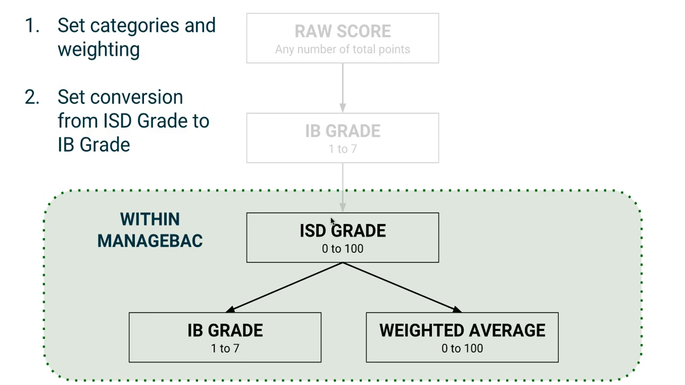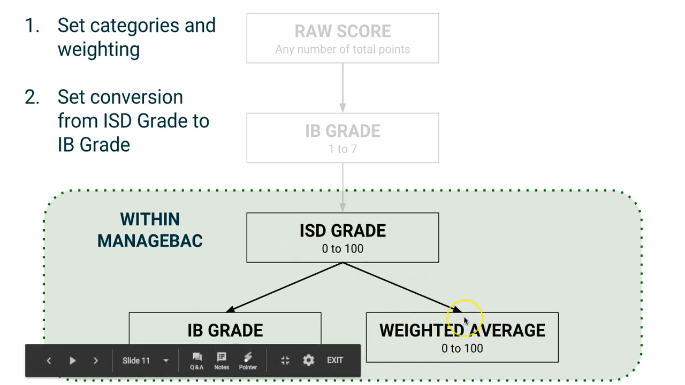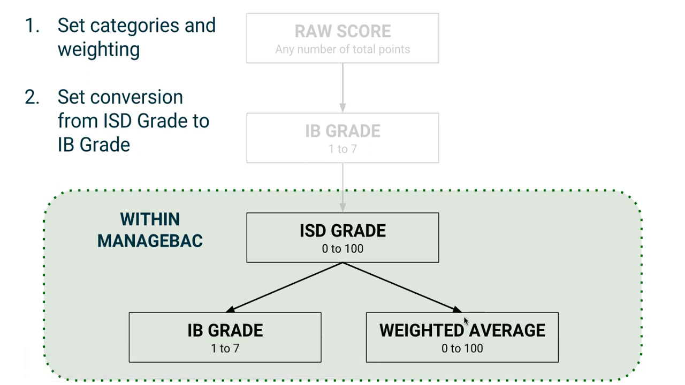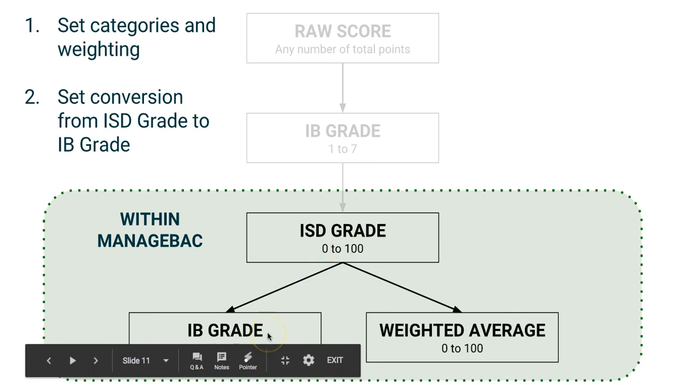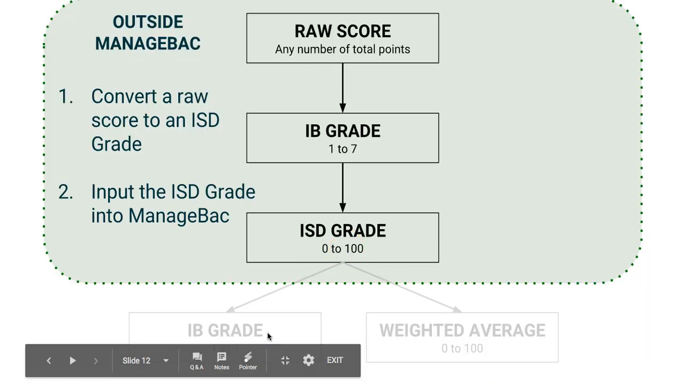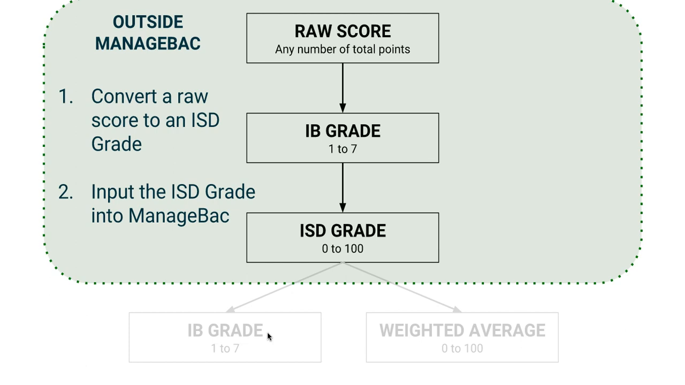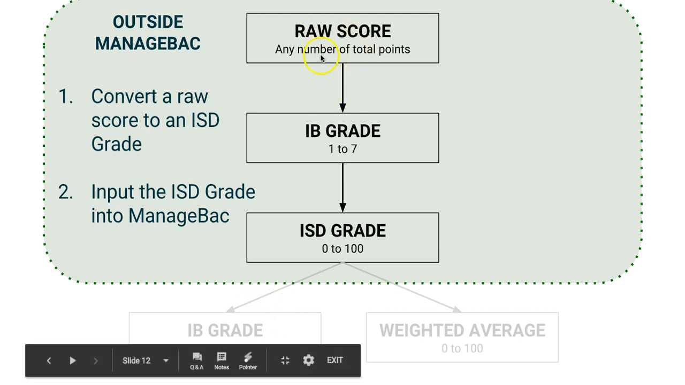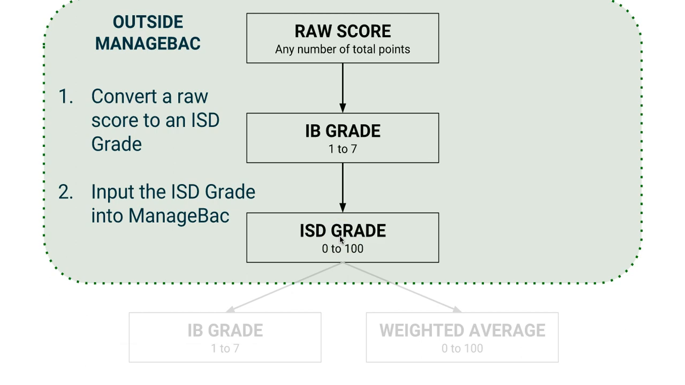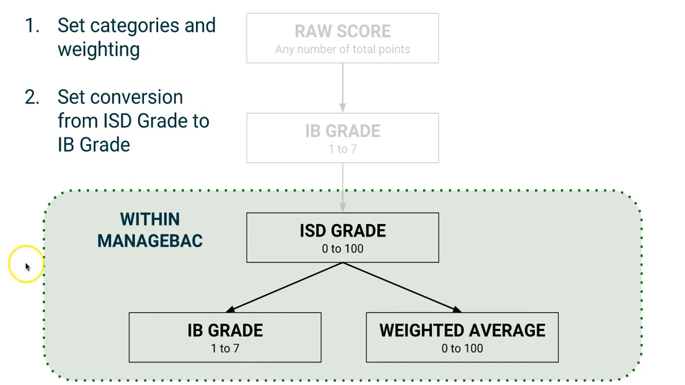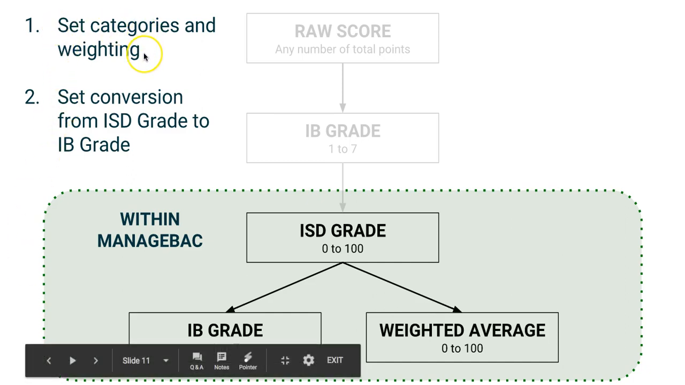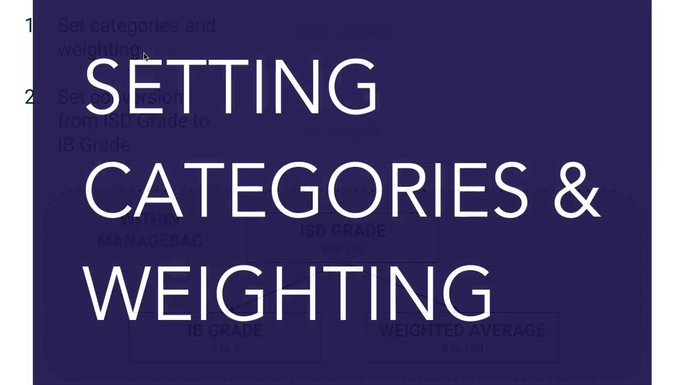So today we're going to look at how to set categories and weighting, which will satisfy this portion of the flowchart. And we're also going to look at how to set the conversion within ManageBac from an ISD grade to an IB grade. After, we'll look at a sample assignment that I have and go through the process of converting a raw score to an ISD grade using the conversion charts, and finally, how to put that grade into ManageBac. So let's begin with the first objective, and that is to set categories and weighting inside ManageBac.